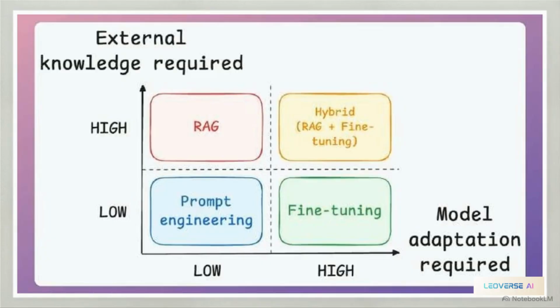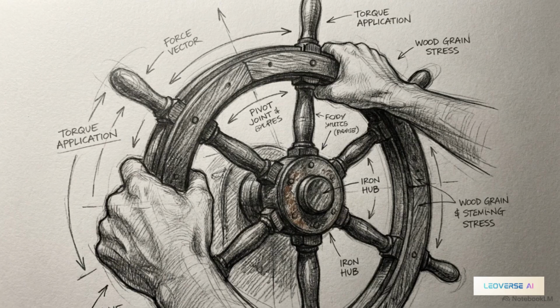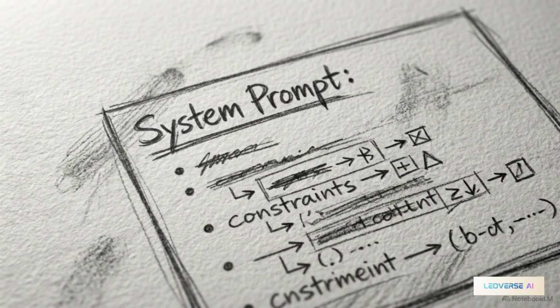This chart defines two parameters. The vertical axis tracks external knowledge, and horizontal tracks model adaptation. Top left uses RAG for custom data. Bottom right is fine-tuning. But for low adaptation and knowledge, prompt engineering is the primary solution. Prompt engineering provides the steering wheel for the model. Small adjustments to instructions shift the output's direction without altering the underlying weights or learned parameters of the AI.